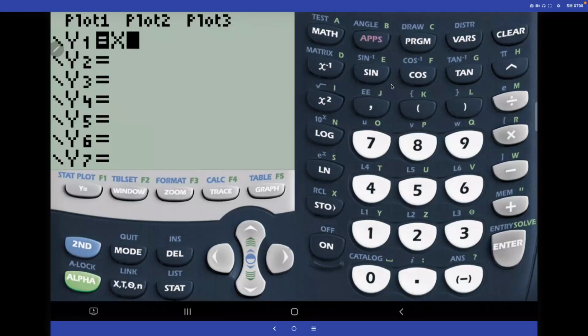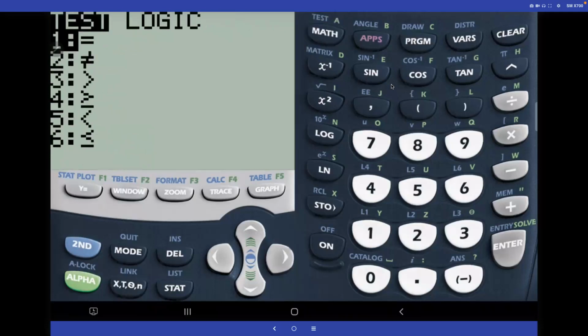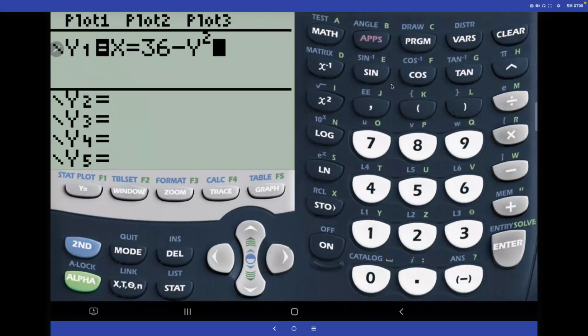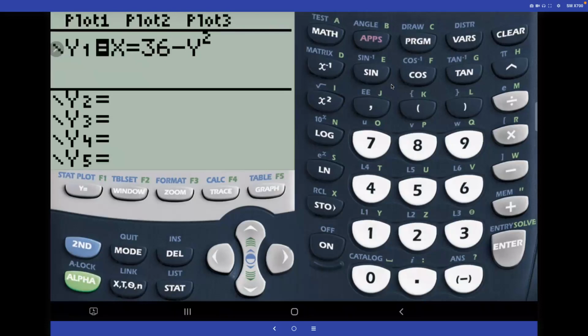There is actually an equals, but I forget where it is. Is it here? Second math. Oh yeah, because it's test. X equals 36 minus y squared. I mean, I got the equation in there, right? And then I try to hit graph, and it's like, what are you doing? Look at what it says. It says y equals x equals 36. But that makes no sense. That's ludicrous. So you will have to know a little bit by yourself.